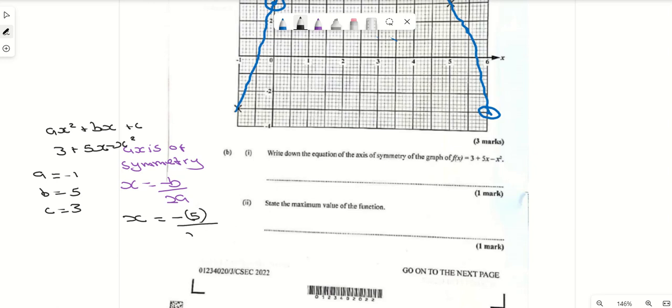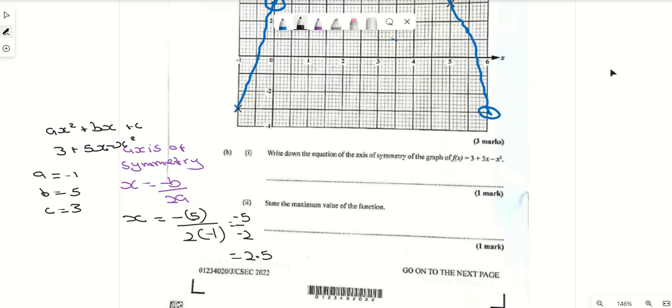So now I know for my axis of symmetry, x is equal to minus whatever b is, which is 5, divided by 2 times a, which is minus 1. Which is negative 5 divided by negative 2, right? The negatives will cancel out. So you get 2 into 5 is 2.5. 2 into 5 is 2 times, remainder 1 over 2, which is 2.5.